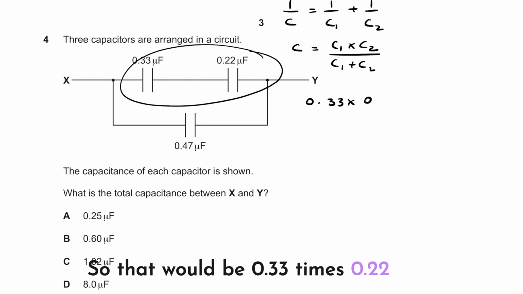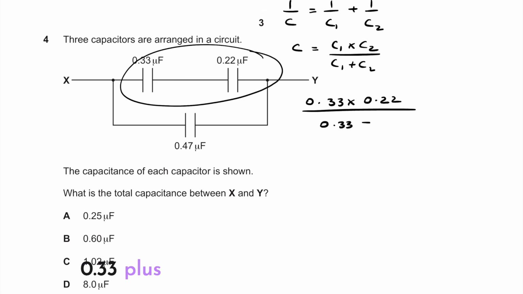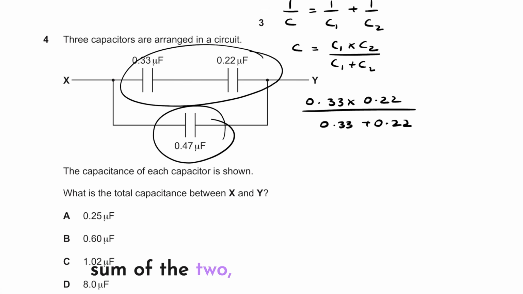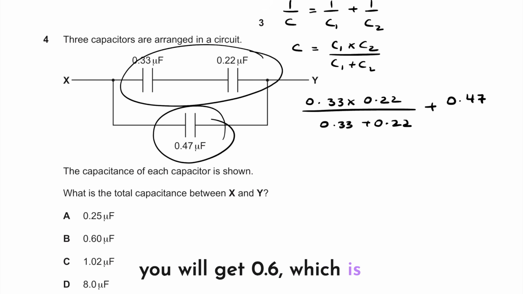So that would be 0.33 times 0.22 over 0.33 plus 0.22. So that would be the 2 together. Then this is in parallel with the sum of the 2. Added up to the answer, we just have to keep it in terms of microfarad. Once you put that in the calculator, you will get 0.6, which is B.